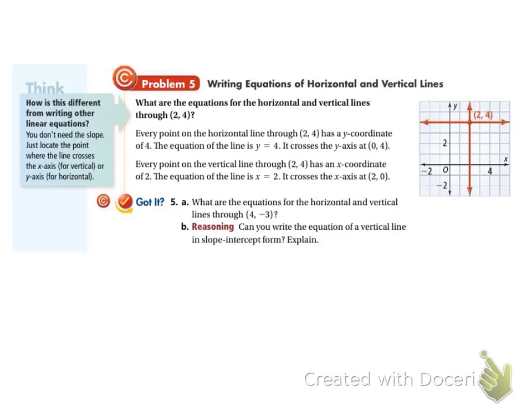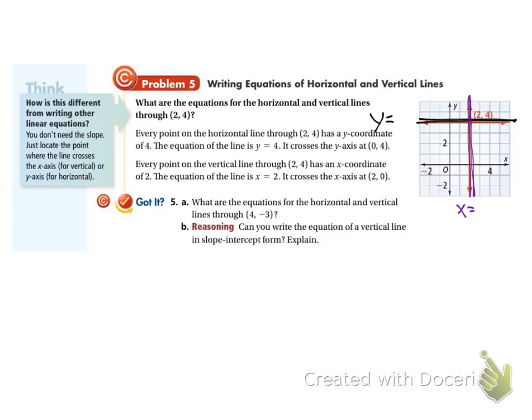Okay, and finally, horizontal and vertical lines. So horizontal lines are the ones that go left to right, like the ground, and vertical lines are the ones that go up and down. If a line crosses the y-axis, right, this guy right here crosses the y-axis, my equation is going to be y equals something. If it crosses the x-axis, my equation is x equals something. And then it's whatever number it crosses at.